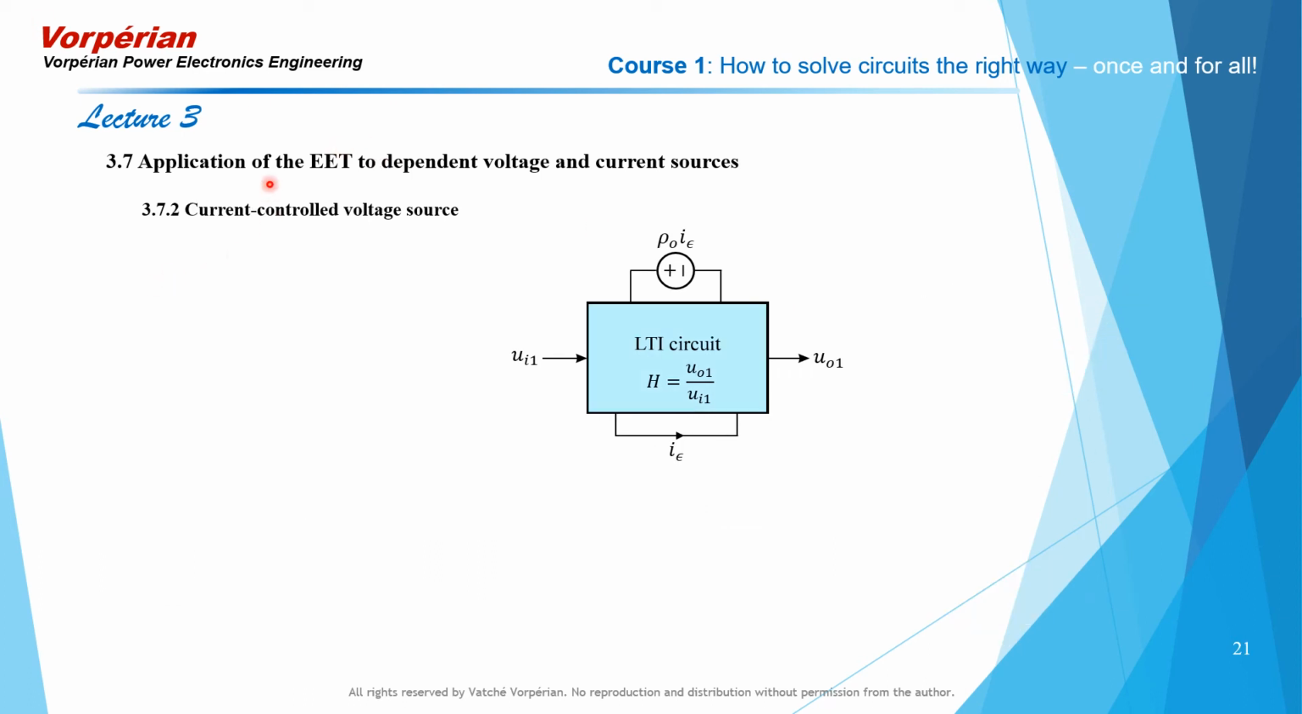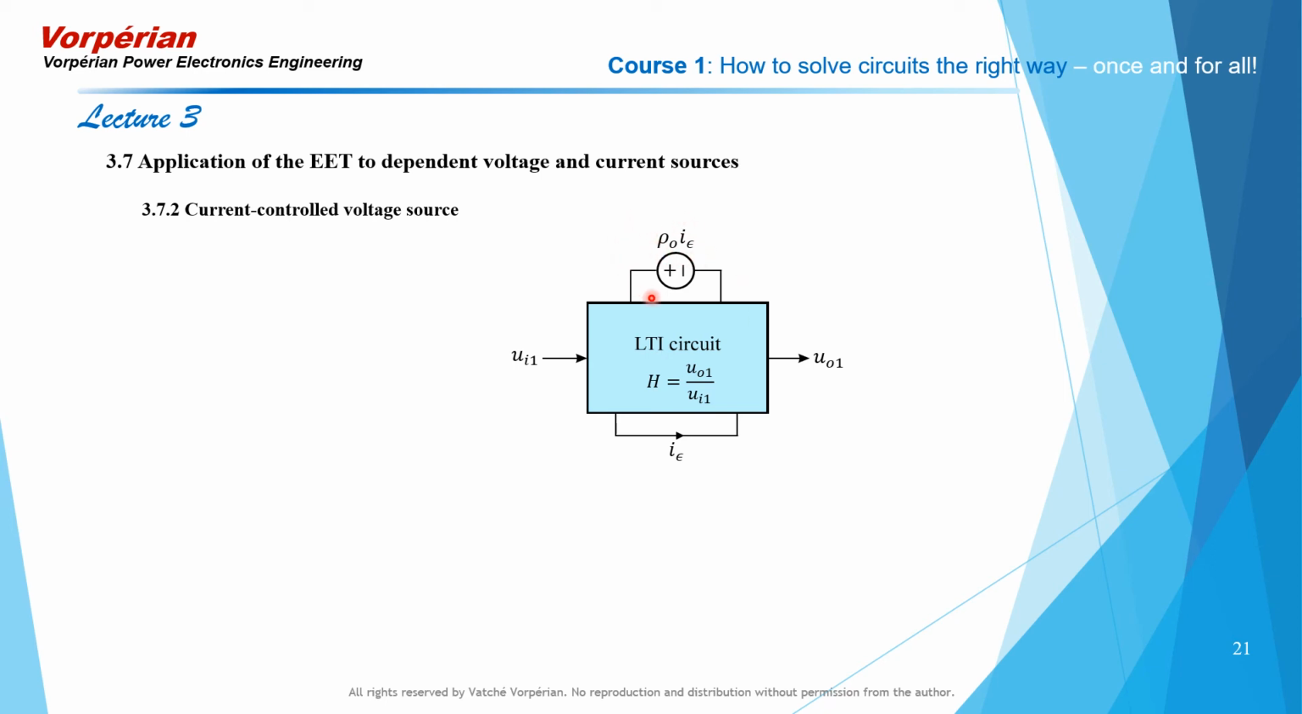And now we specialize the extra element theorem to a current-controlled voltage source as shown in this block diagram here. We want to compute the transfer function of the circuit that contains this dependent source. It's a transresistance source. It's a voltage source that depends on the current in some branch inside the circuit, I epsilon.